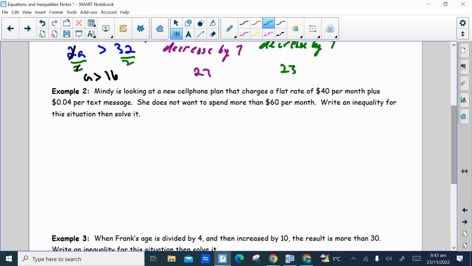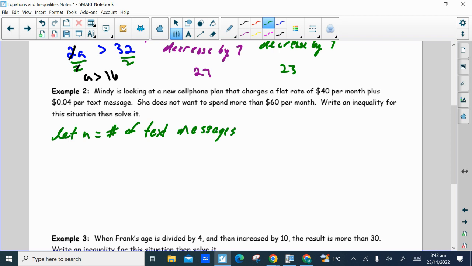So in this situation, there's always a flat rate of $40. That's not going to change. What does change is how many text messages she sends. And she is charged 4 cents per text message. So that's what we're going to let our variable represent. Let's say we let n equal the number of text messages.